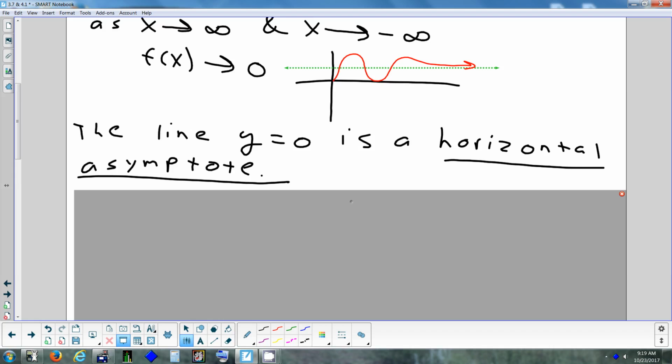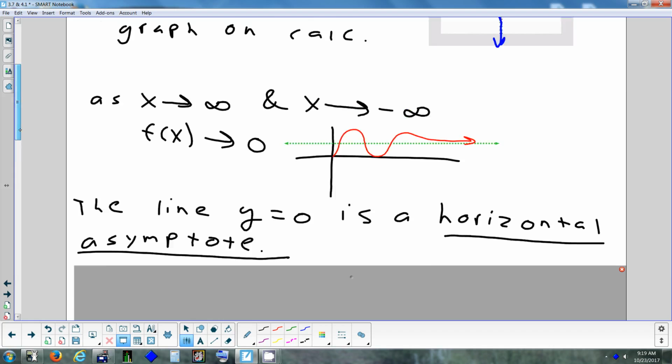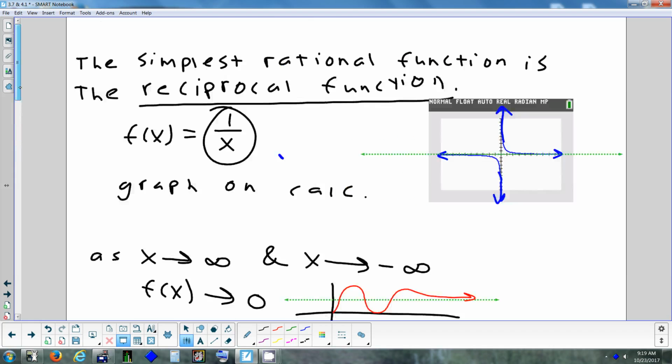Some graphs cross the asymptote kind of early on. The kind of graph we're looking at here never does. Okay, so that is a graph where the asymptote is never, ever crossed.